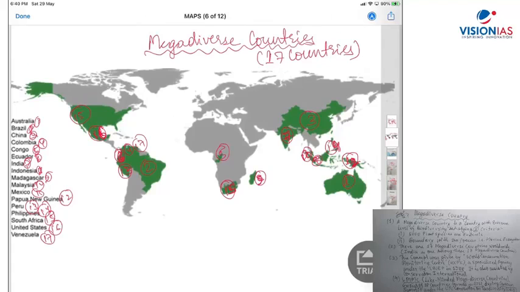I have already given this map. Those of you who are looking for the map, please download these maps in classroom number 7 of environment. There is a document called maps where you have all this. The 17 mega diverse countries are there. And LMMC was formed as a grouping to support the conservation part of it, right? Now just see this.